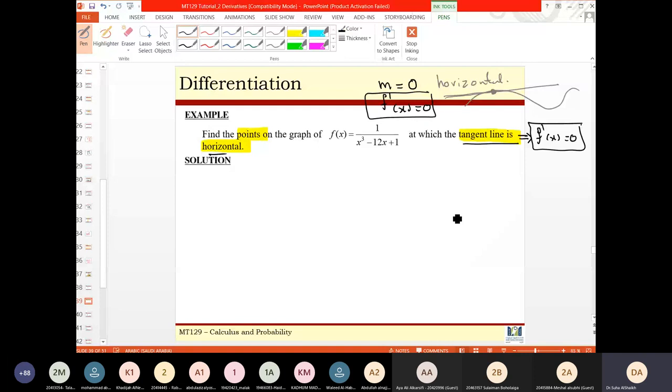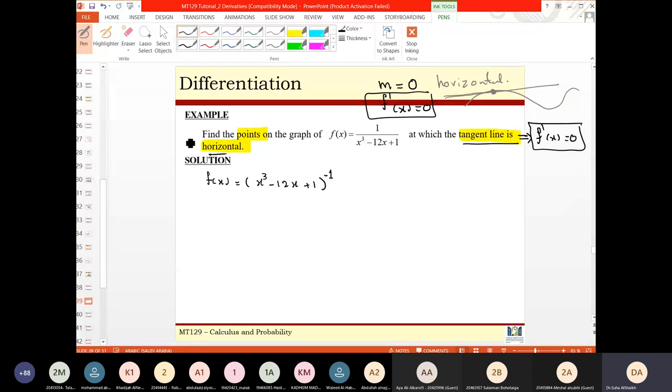So I have to find f dash. Then I have to let f dash equal to 0. Now the function f of x is 1 over x^3 minus 12x plus 1. I can write it like x^3 minus 12x plus 1 to the power minus 1 because I want to use the power rule, otherwise I cannot find the derivative. I bring it up to power minus 1 and now I find the derivative. Now I have to use the general power rule. I have a bracket to the power minus 1.